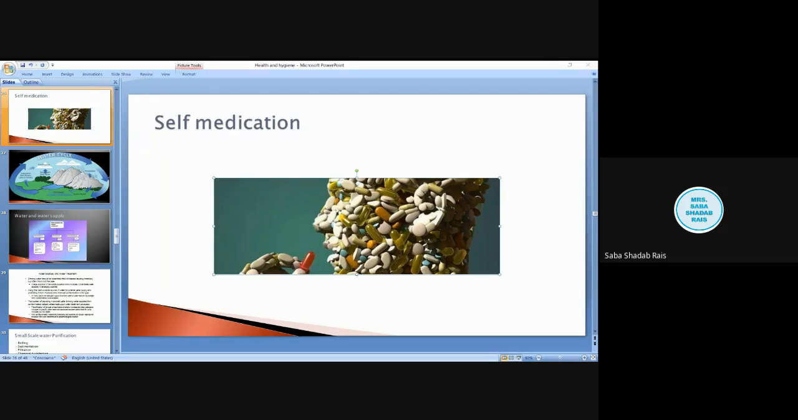So this is all about self medication. Now see, as far as the health part of this particular unit is concerned, it ends here, and from the next lecture onwards, tomorrow we'll start about water and water supply. This is the next part, because as you all know the name of the unit is public health and hygiene. So next lecture onwards we will be talking about water.